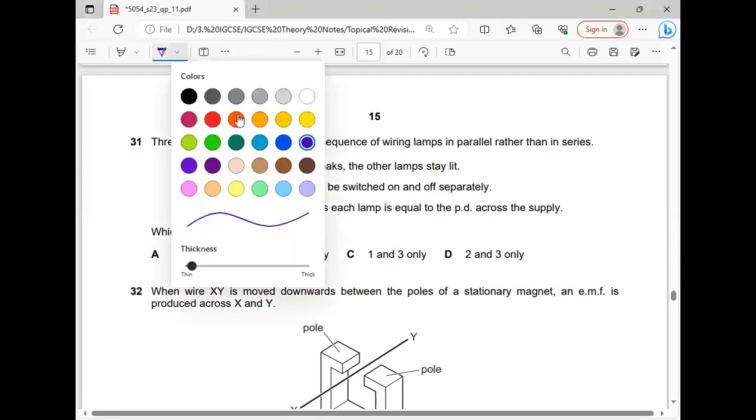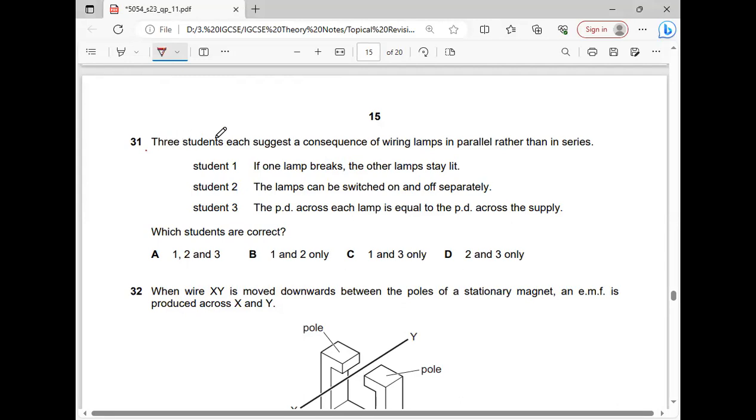Okay, ji. So in this question, three students each suggest a consequence of wiring lamps in parallel rather than in series. So they are connected in parallel instead of series. Student 1: if one lamp breaks, the other lamp stays lit. Student 2: the lamps can be switched on and off separately. Student 3: the potential difference across each lamp is equal to the potential difference across the supply. So which students are correct?